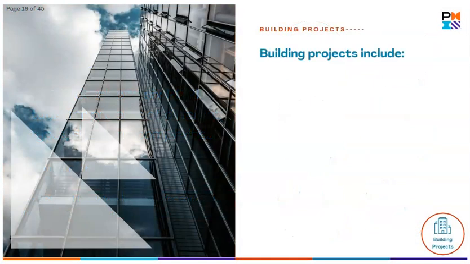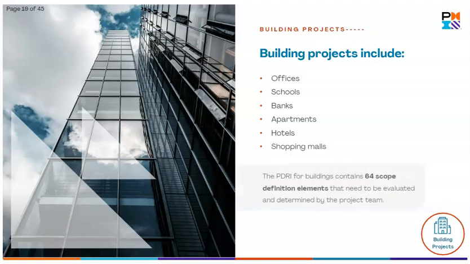Building projects include offices, schools, banks, apartments, hotels, and shopping malls. The PDRI for buildings contains 64 scope definition elements that need to be evaluated and determined by the project team.